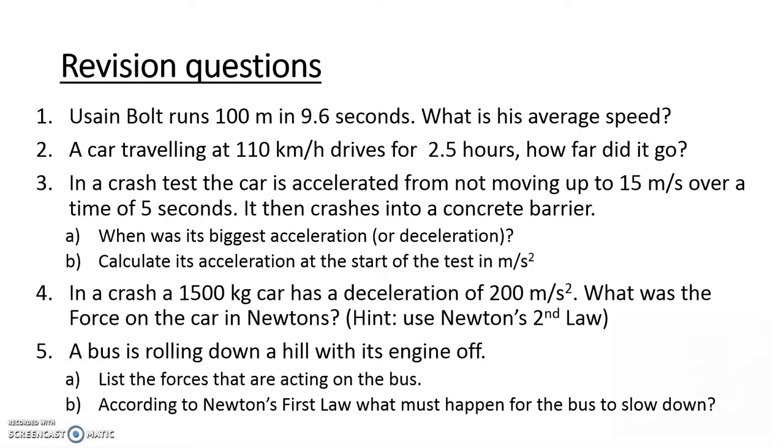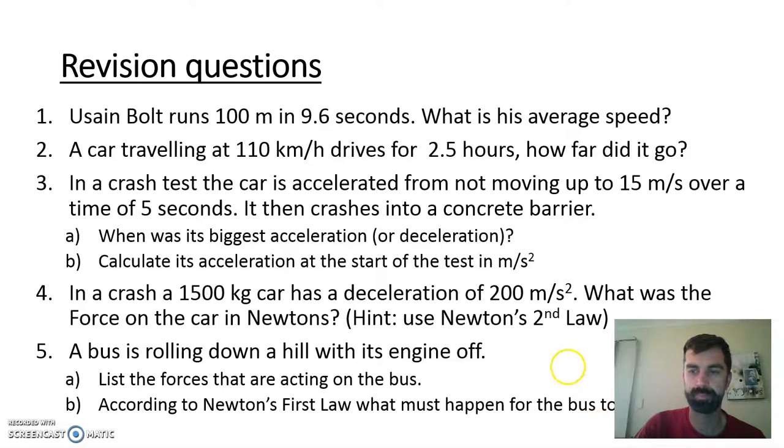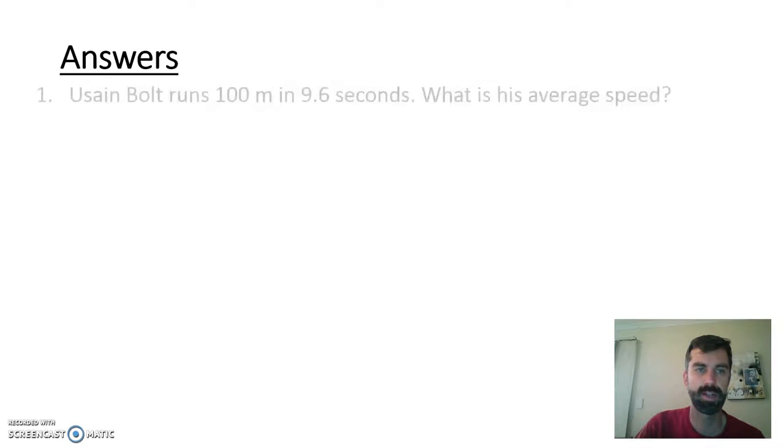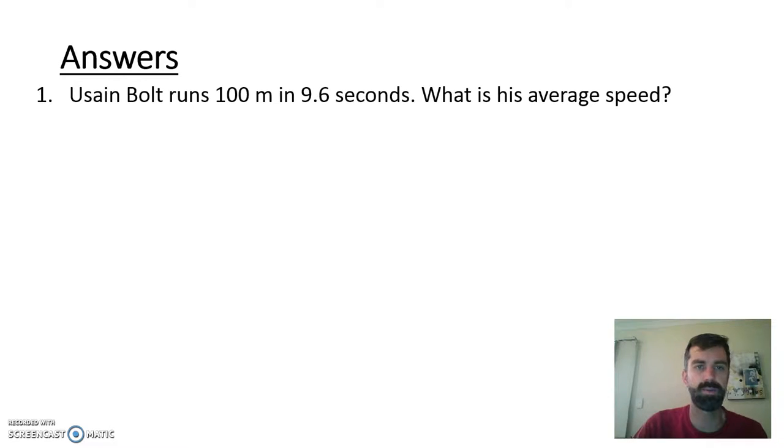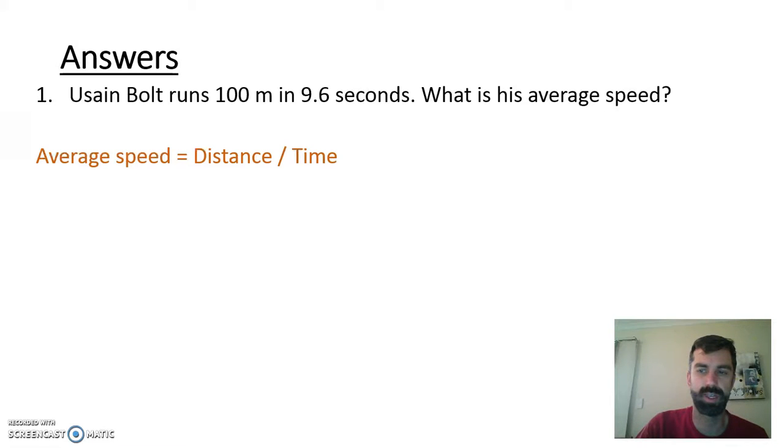Okay, so I'll keep going and go through the answers now that you've had a go at those. So first of all, Usain Bolt runs 100 meters in 9.6 seconds. What is his average speed? Well, we know that the formula says that average speed equals distance over time. I've just used that little slash to mean over or divided by. So that's 100 meters in distance divided by 9.6 seconds of time, which is 10.42 meters per second.